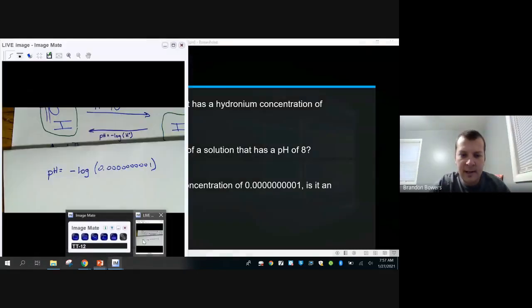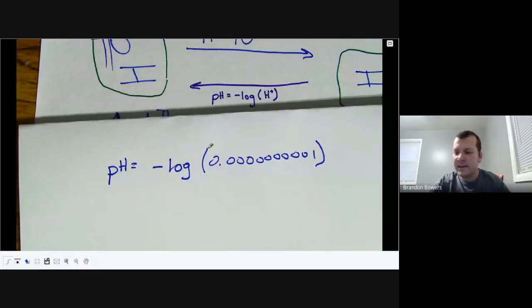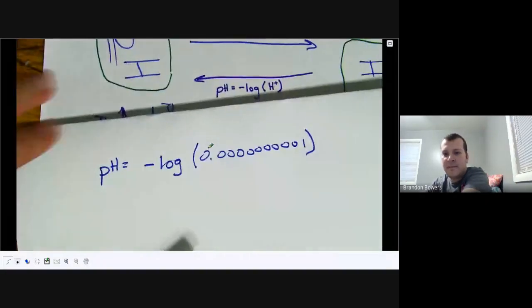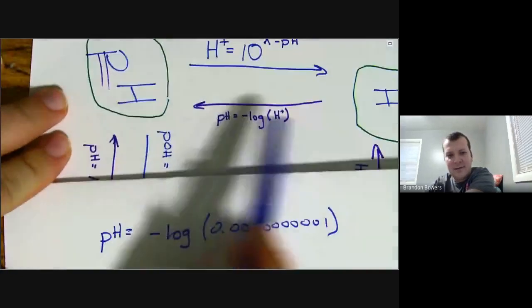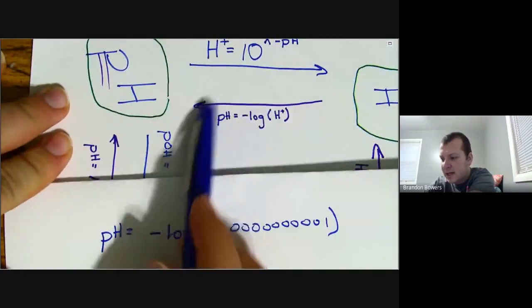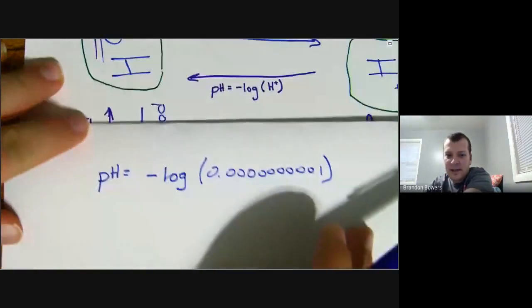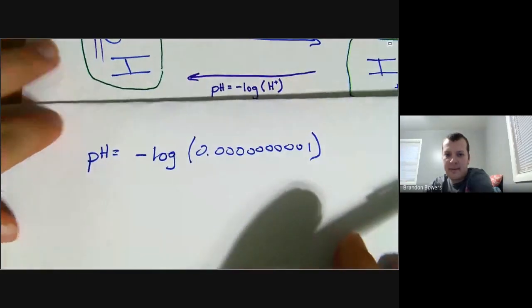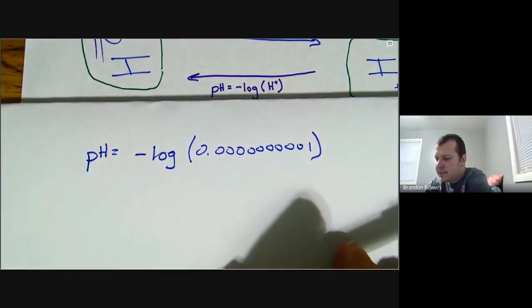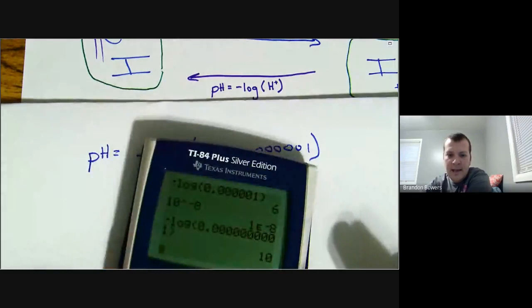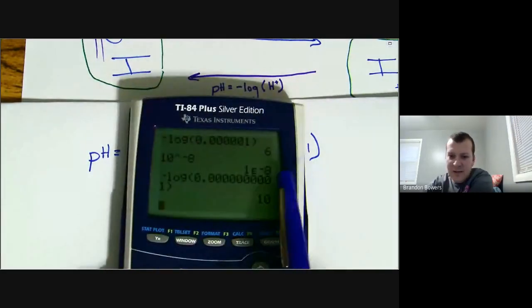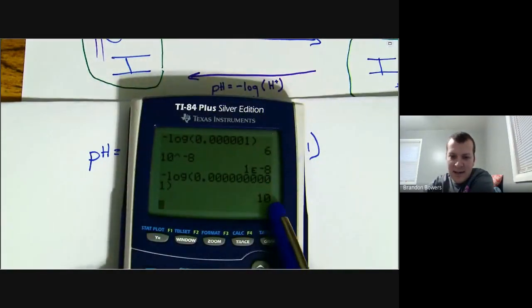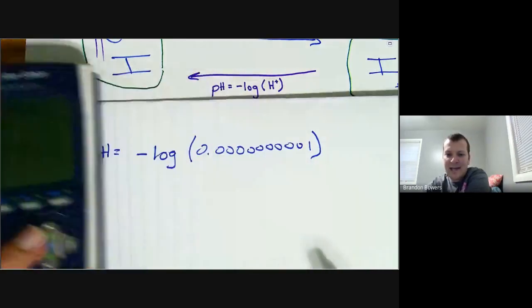All right, so what I got was, since I had hydronium, I was going down to pH, so I used my down equation, and then I plugged in my number. I plugged it into my calculator, and the answer I got for pH value is 10. I got my pH to equal 10.